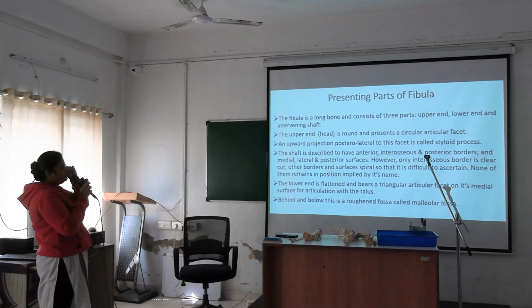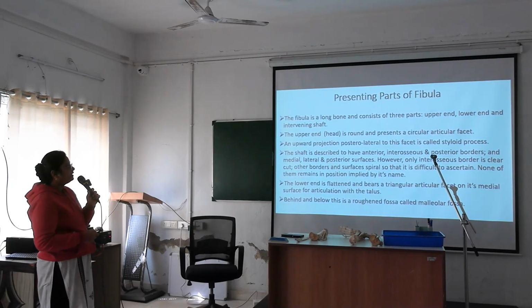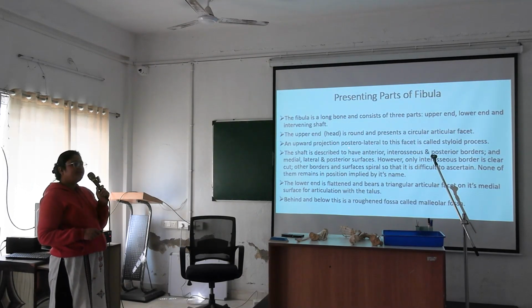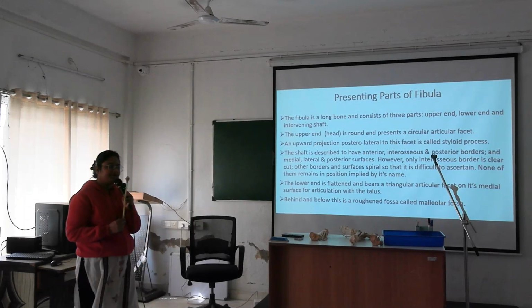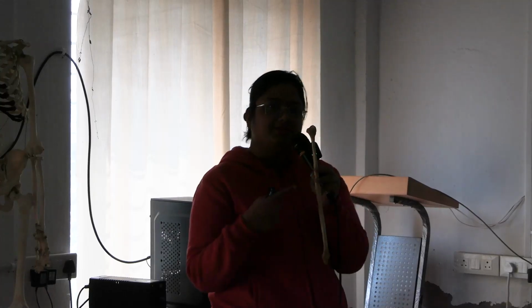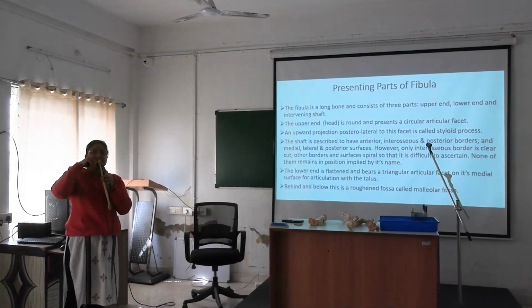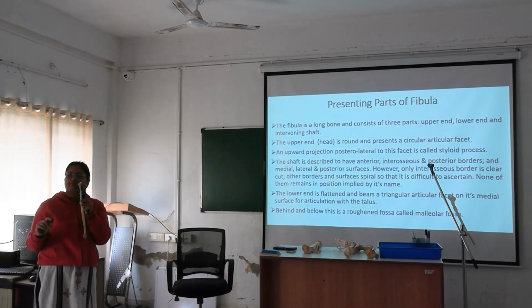So, what are the presenting parts of fibula? Fibula is a long bone and consists of these three parts: upper end, lower end, and intervening shaft. Upper end or head is round and presents a circular articular facet. See here, this is upper end or head of the fibula. Here is a circular articular facet which articulates with the tibia, and upward projection posterolateral to this facet is called styloid process of the fibula.